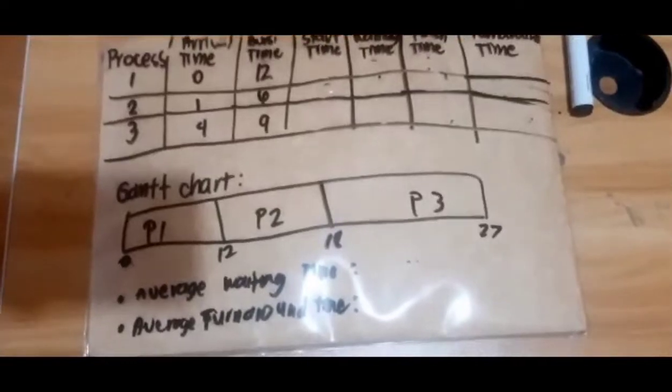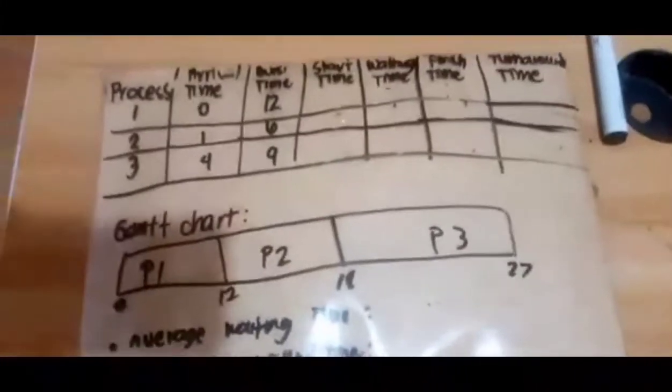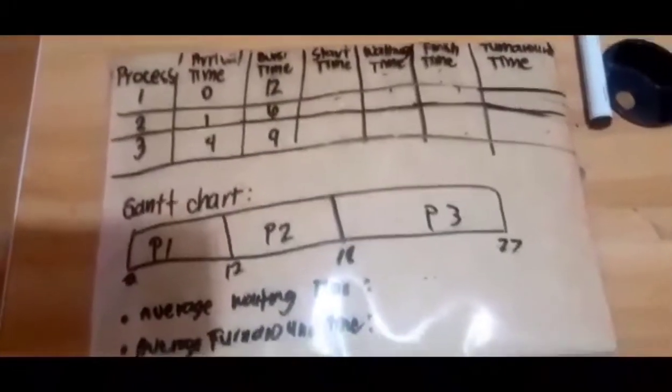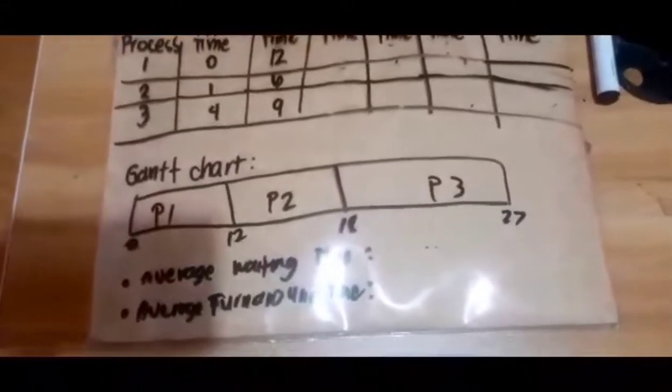Let's demonstrate the first come first serve algorithm with this example. The process, arrival time, and burst time are given. In order to get the start time, we need to create a Gantt chart. Here is the Gantt chart.